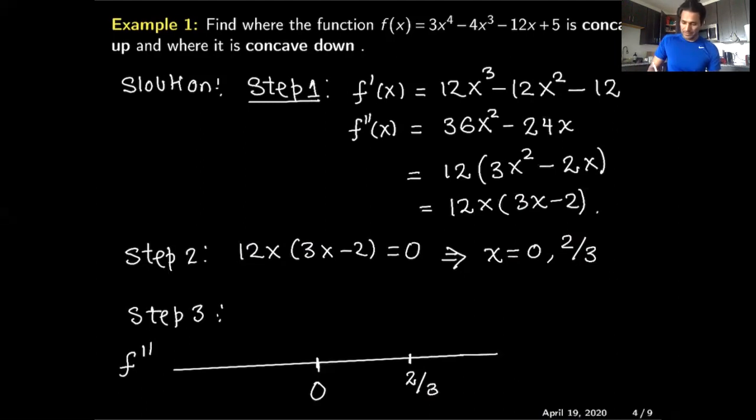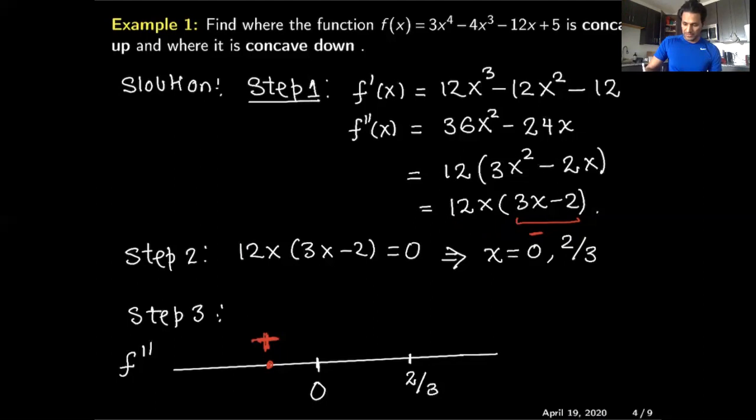So if I plug a number which is less than 0, let's suppose -1, into the second derivative of the function, this portion will give me a negative number because this is a -1. If I plug -1 here, this will also give me a negative number. So negative times negative will become positive. So in this portion of the interval, the second derivative of the function will be positive.